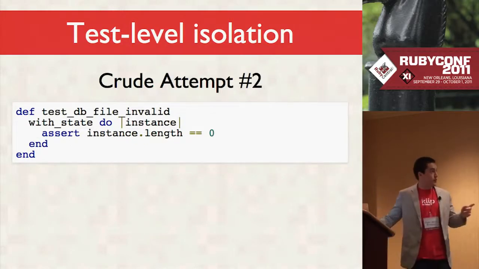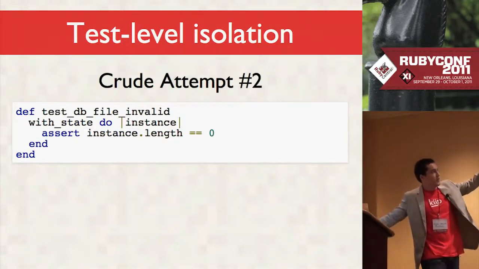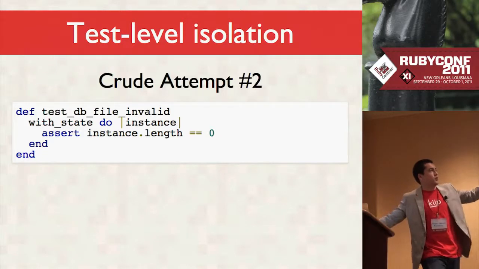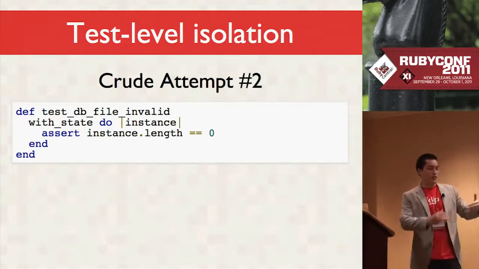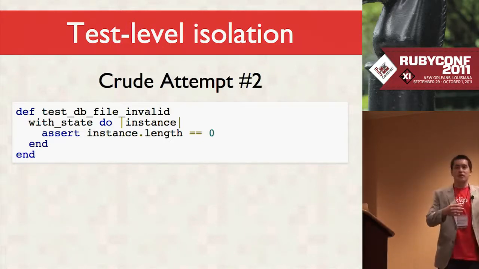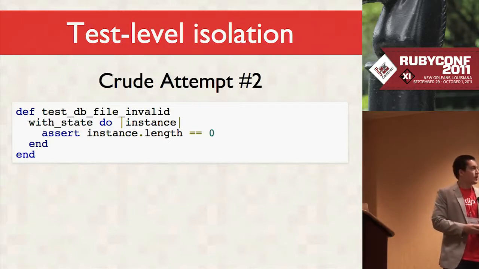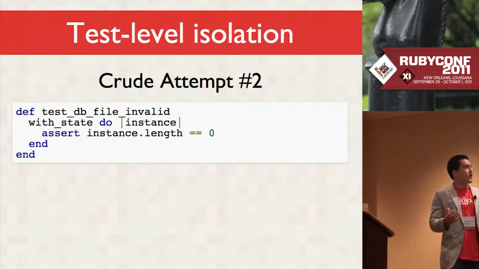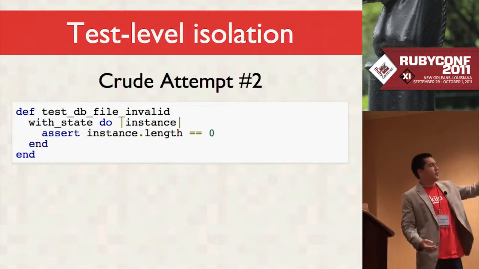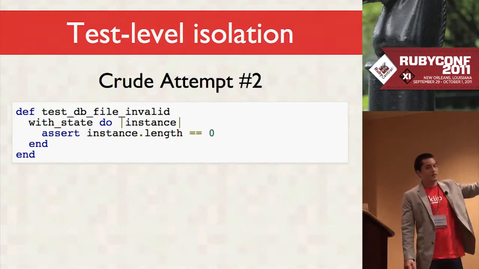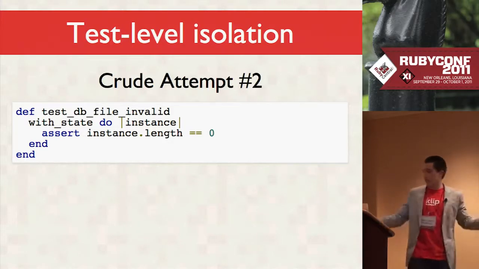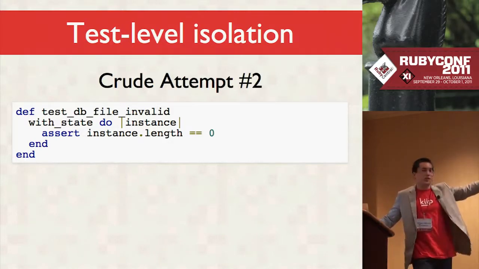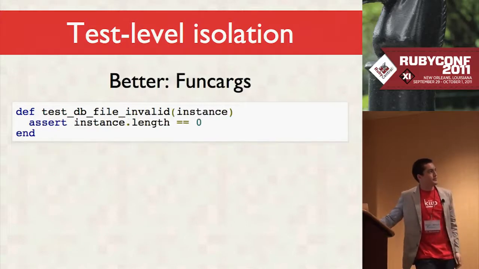So crude attempt number 2, let's take all that setup and teardown, and let's move it into a method that sets up our state and passes it into us. And just like a file open block, this will do all the setup and then do an ensure at the end of the block to make sure that we get proper teardown. This is not bad, but maybe some of you notice it. This kind of looks like a function definition, right? We're just calling that thing. So let's pull that argument up, and this is better.